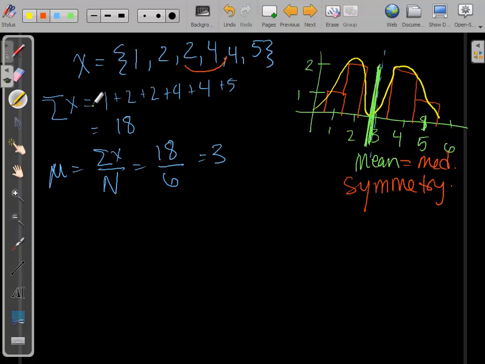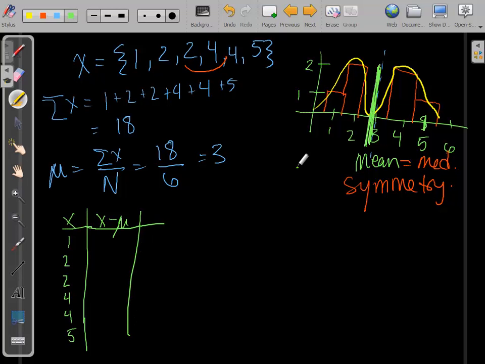All right, so let's think about this. If we want to calculate the variance, we have to start with our list of scores. So let's do this in green. Here's our x. Okay, we're going to make a little table here. 1, 2, 2, 4, 4, and 5. And let's look at each deviation minus the mean. Okay, so we're using the formula laid out in the book for the variance here. So 1 minus 3 gives us negative 2, 2 minus 3, negative 1, negative 1, 4 minus 3, 1, 1, and 5 minus 3, 2.